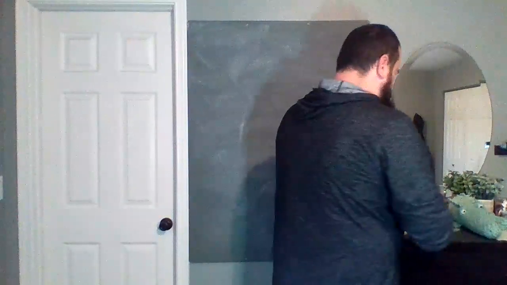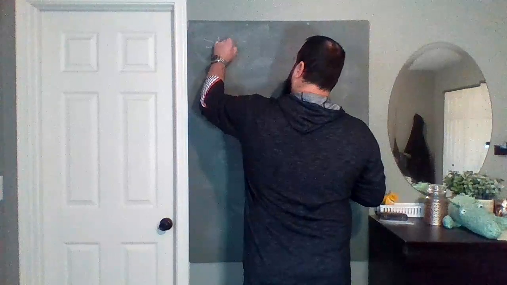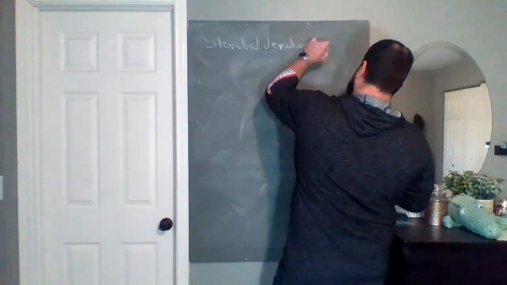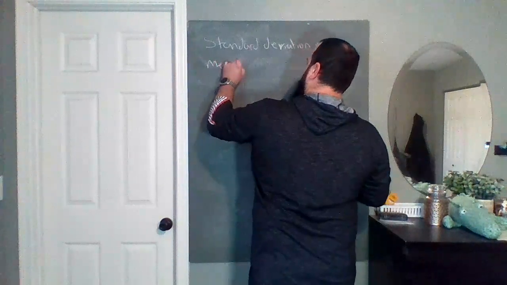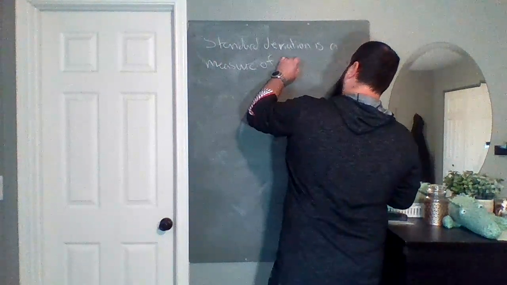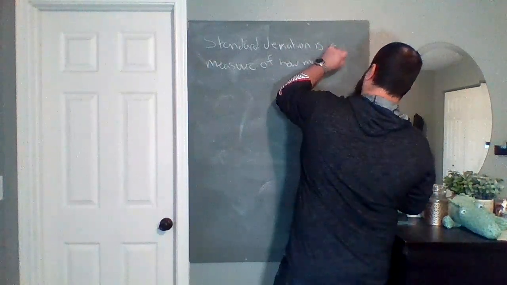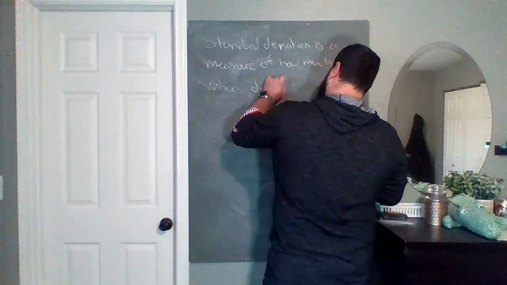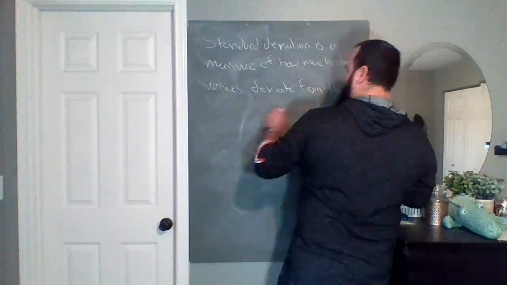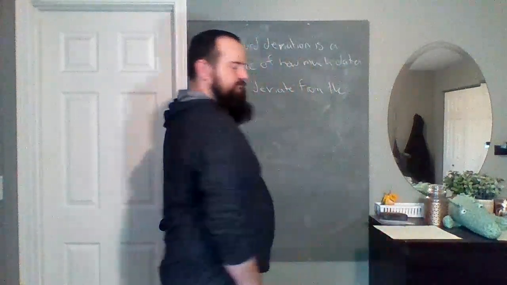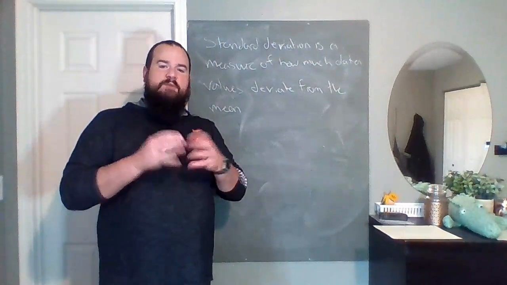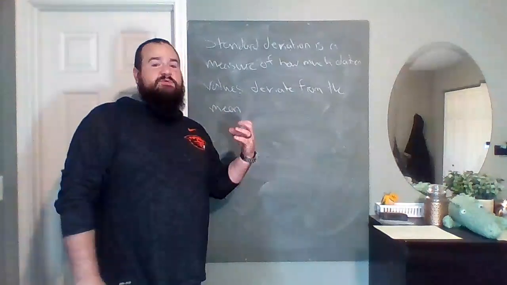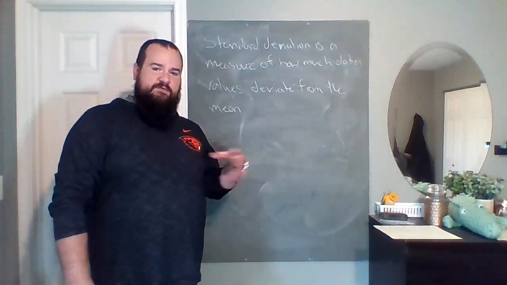Okay? So let me write this down to get us nice and exact. Standard deviation is a measure of how much data values deviate from the mean. Okay? So standard deviation is a measurement of how much these data values in the set deviate or kind of alter, or kind of go away from the mean. Now, what this does is it takes into account every single data value in your set and how far from the mean it is. Okay?